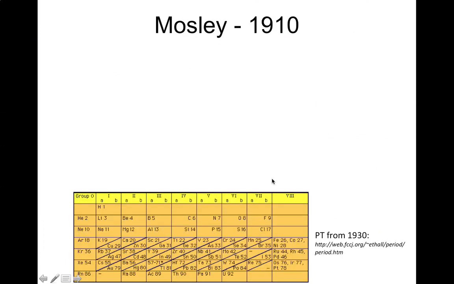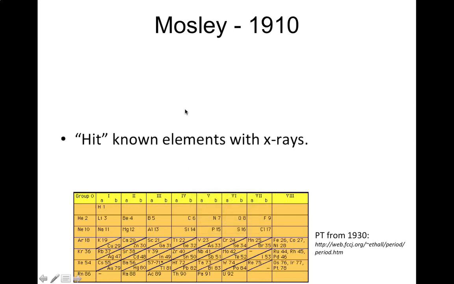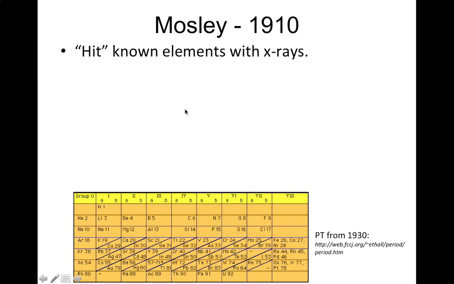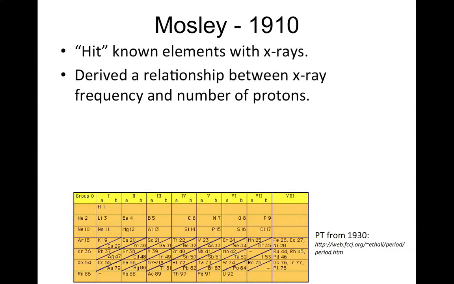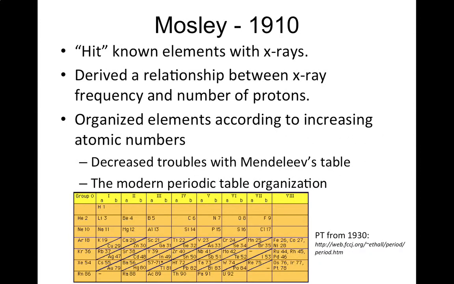Okay, in 1910, so a little bit past Mendeleev, came Moseley. What Moseley did was he took known elements and he shot X-rays at them to see what would happen. He was able to derive a relationship between the X-ray frequency and the number of what he identified as our protons. So that left him able to organize the elements according to increasing atomic numbers, which is what we do today. It decreased the troubles that there were with Mendeleev's table.